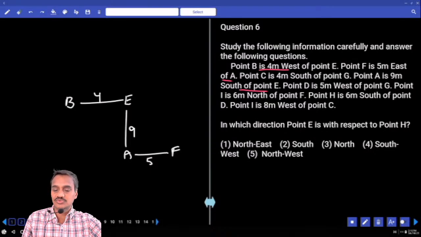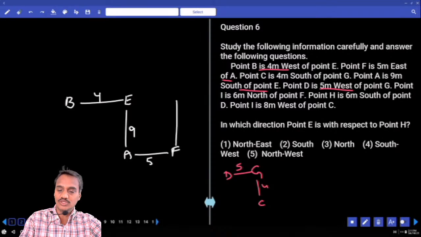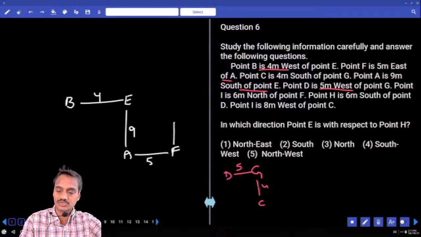Now we are left with G and C. C is 4 meters to the south of G. And D is 5 meters to the west of G. I is 6 meters to the north of F. From here, I is, how many meters? I is just 6 meters. I is 6 meters to the north of F. I is here and 6 meters.